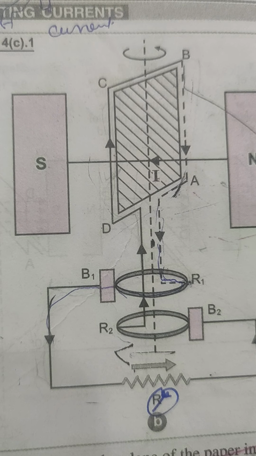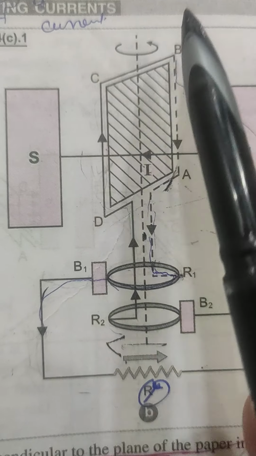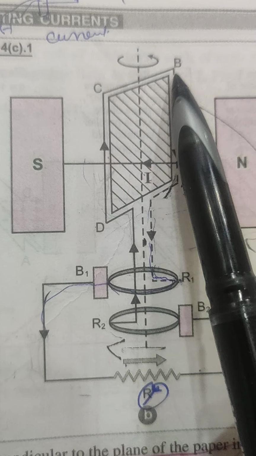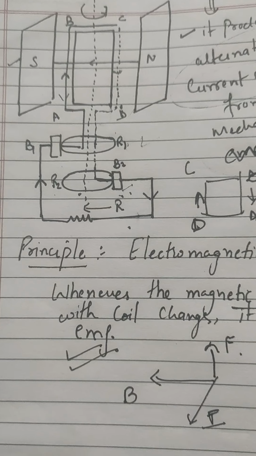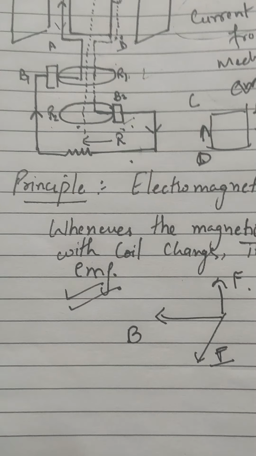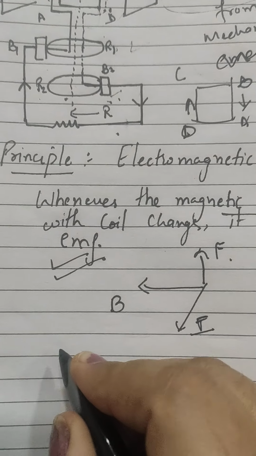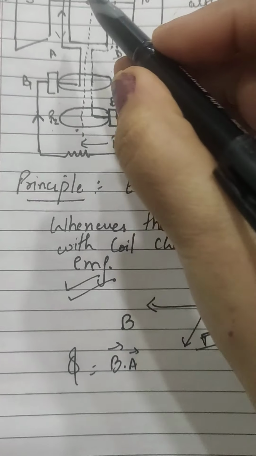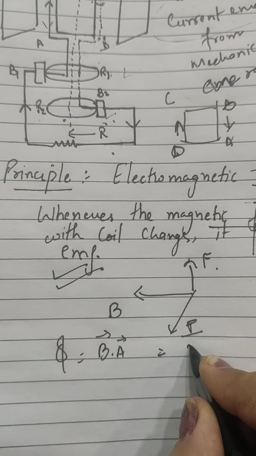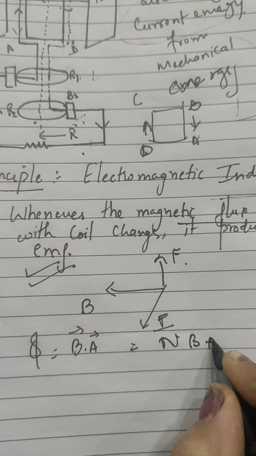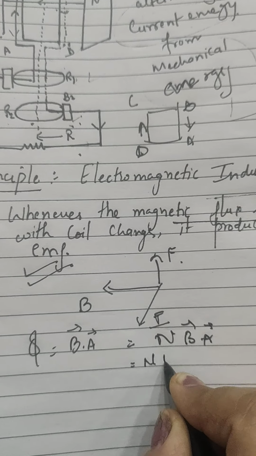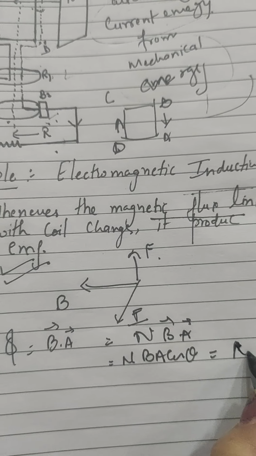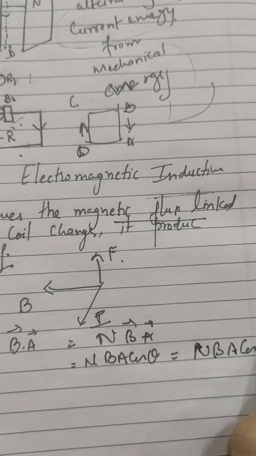So it means that the mechanical energy which is being used in rotating this armature coil is being converted into current. Let us now calculate the magnetic flux linked with the coil, which is given by phi equals B dot A. Now if that coil has N number of turns, then it will be N B dot A, which can be written as N B A cos theta, or equal to N B A cos omega t.